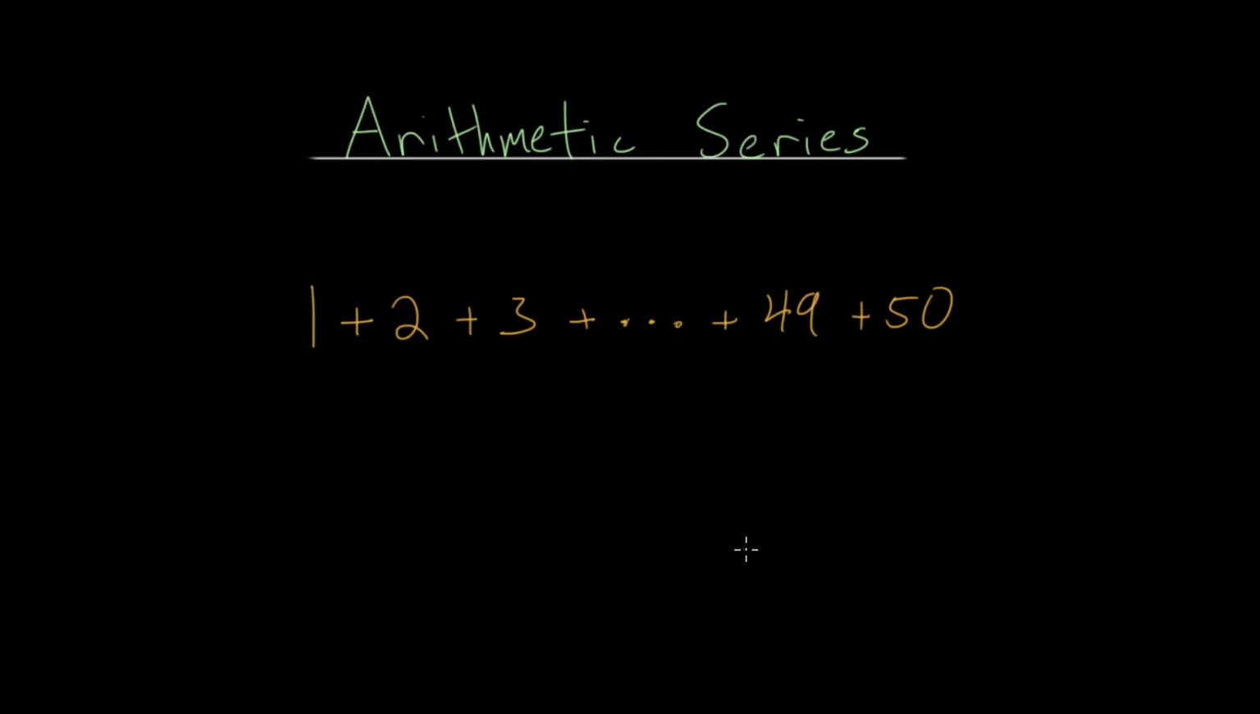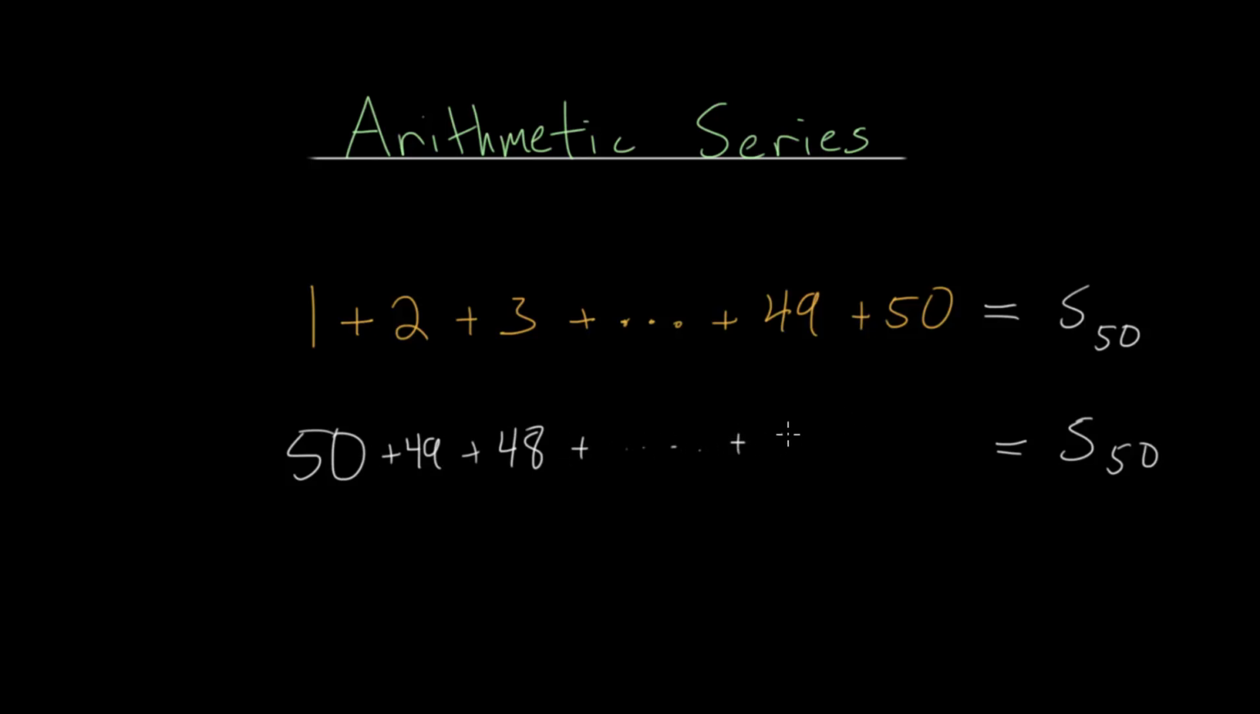Since we're adding up the first 50 numbers, and this is a sum, we might call this S sub 50. The subscript here is just how many terms we're adding up. The technique for actually adding these is we're going to rewrite the exact same sum, but in reverse. So we're going to put 50 here, then 49, the next would be 48, and all the way down to where we're adding 2 and 1.